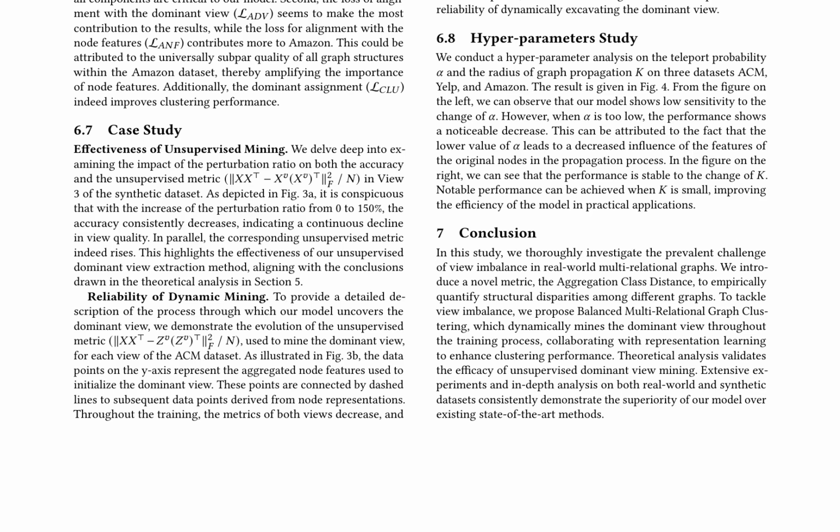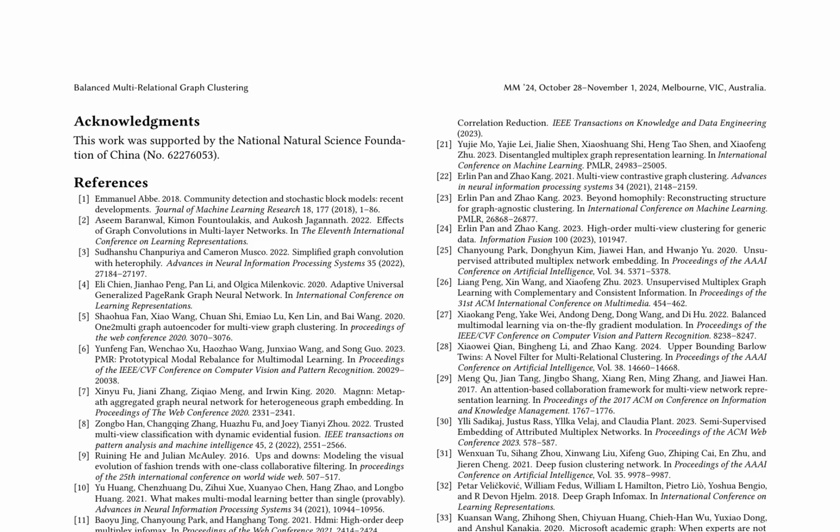Overall, this research contributes to the development of more accurate and robust graph clustering methods, particularly in scenarios where view imbalance is a significant challenge. The proposed approach has the potential to be applied in various domains, including social network analysis, recommender systems, and computer vision. The proposed balanced multi-relational graph clustering (BMGC) model is designed to effectively handle both homophily and heterophily in multi-relational graphs, enhancing clustering performance by leveraging the complementary information from different views.